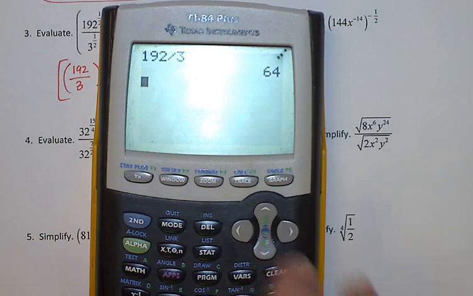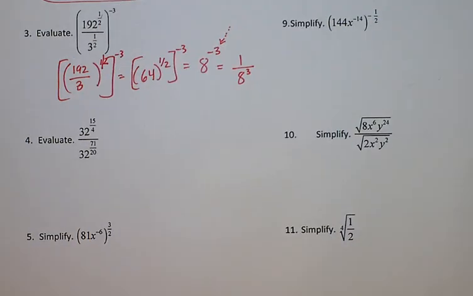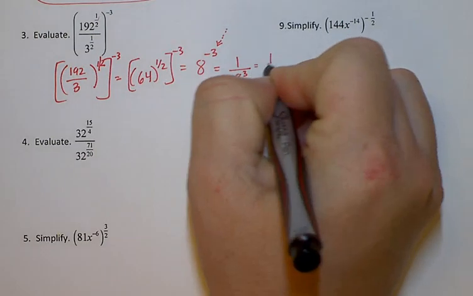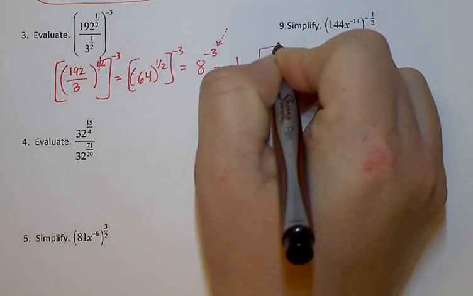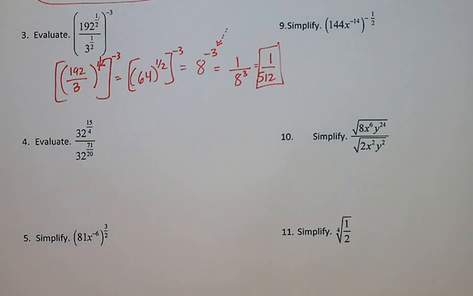And now let's see, what is 8 to the third power? 8 to the third power is 512. This is equivalent to 1 over 512. Number 4.